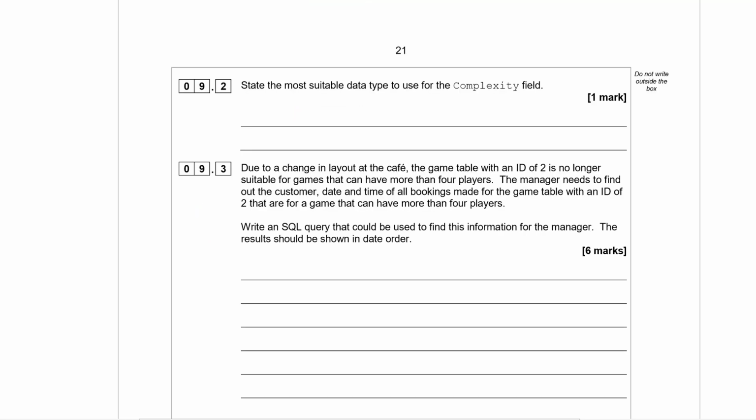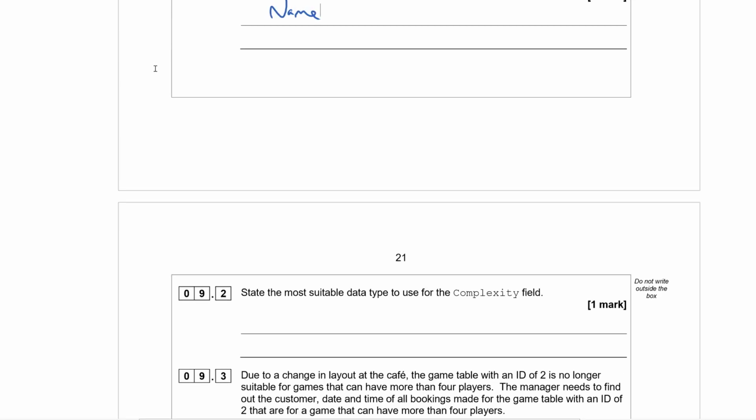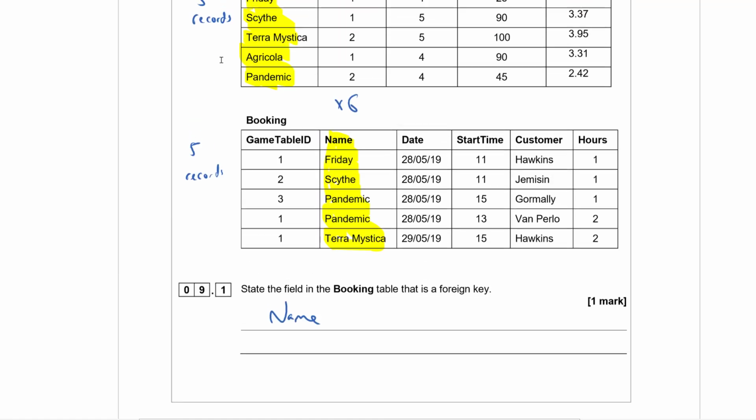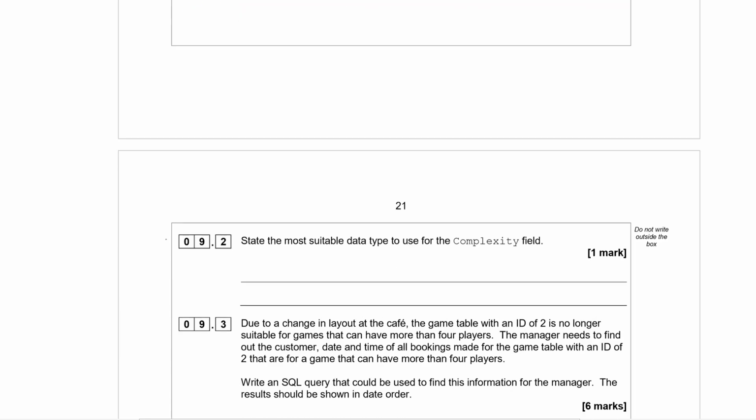For number 2, we need to state the most suitable data type to use for the complexity field. Data types are really a paper 1 topic, but it's fine to bring it up here because they're the same. So you've got reals, you've got integers, you've got strings. So complexity is a decimal number. So let's say this is a real.